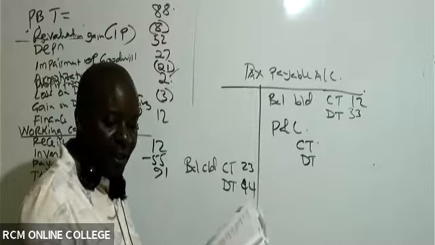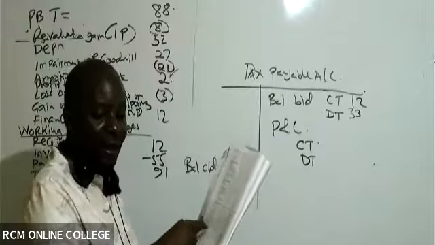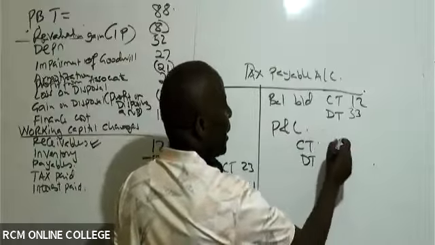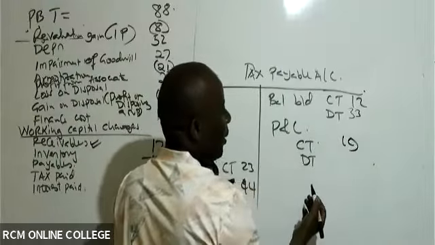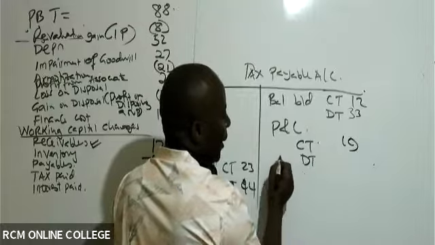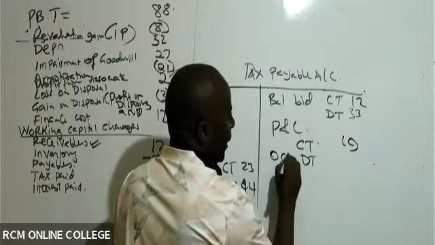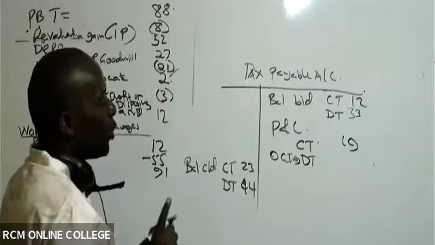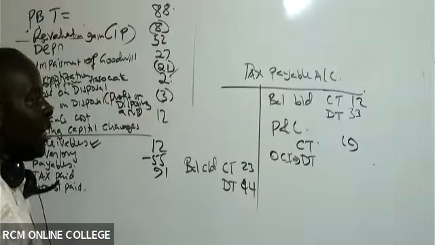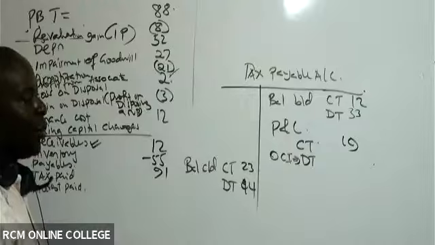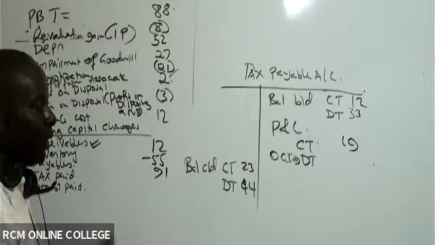P and L, number 19. So P and L CT, this current tax, is in the profit and loss. Of course, this DT, deferred tax, will be under OCI, other comprehensive incomes. Any tax which is under other comprehensive incomes will be called a deferred tax, or tax on revaluation. OCI is other comprehensive incomes.